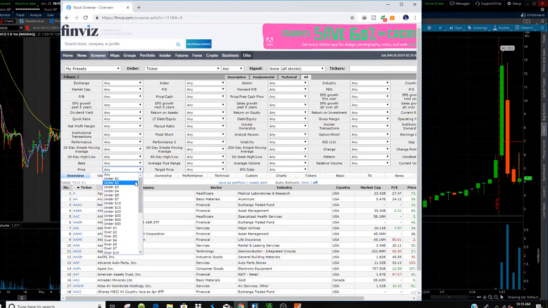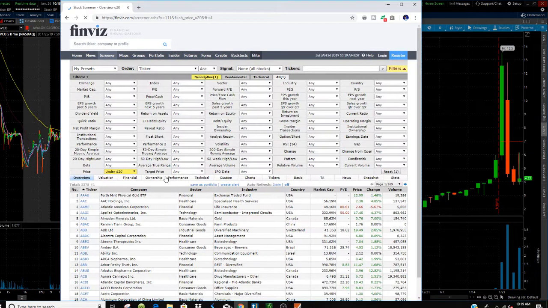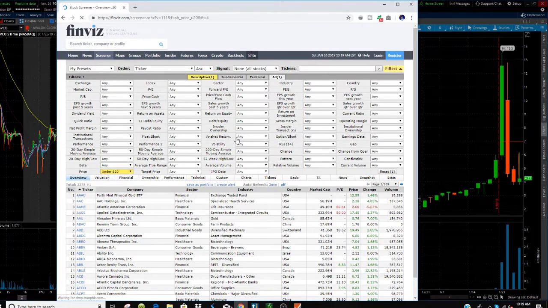Alright, so click it, and then what I would recommend doing is going any stock under $20, because if you have $100, you will be able to buy 5 or 6 shares, however much money you have and however much that stock is. So the next thing that I would recommend doing is changing this average volume tab.